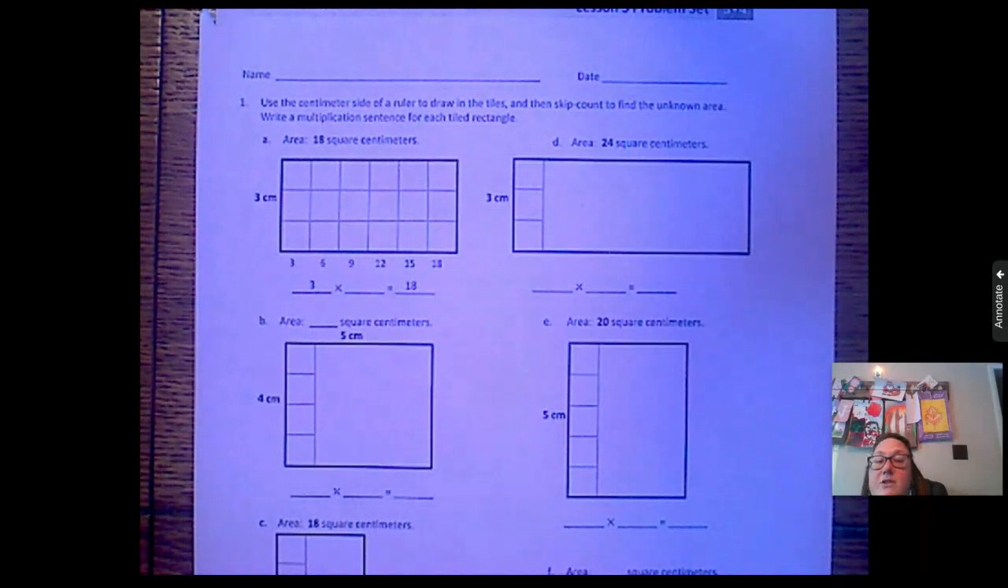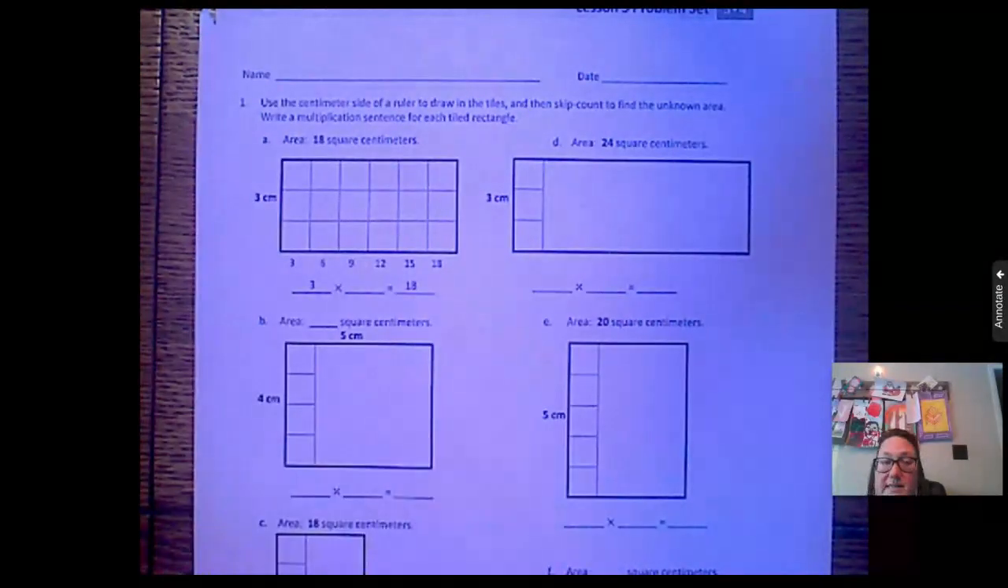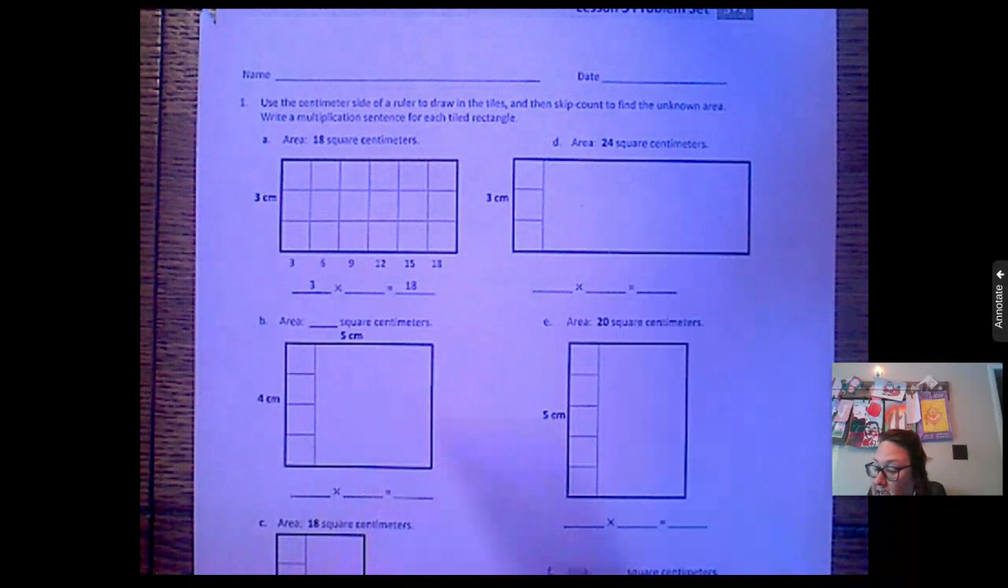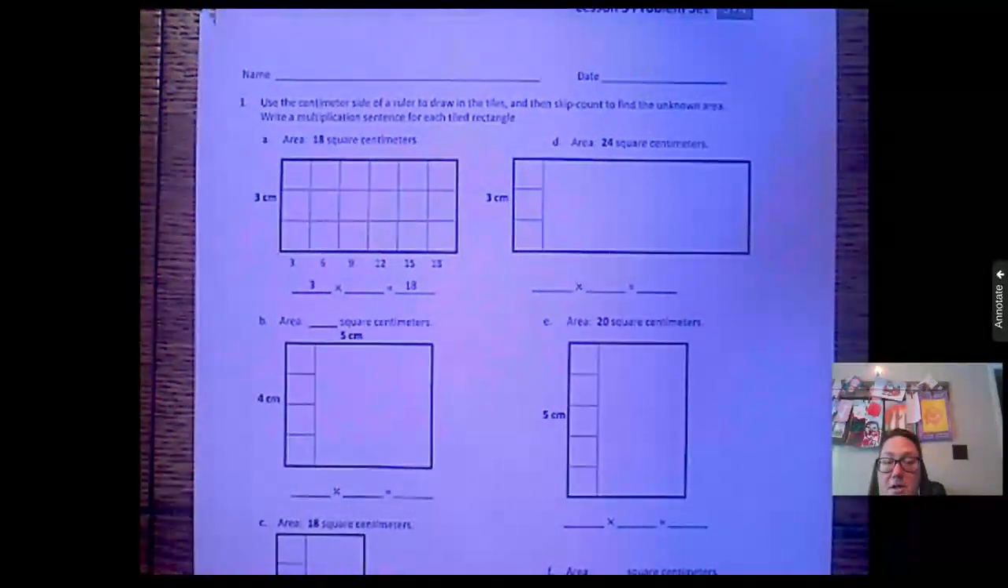Okay, the directions for number 1 say that we're going to use the centimeter side of a ruler to draw in the tiles, and then skip count to find the unknown area. Write a multiplication sentence for each tiled rectangle. So the area for A, they're already telling us is 18 square centimeters. If we look, A is already filled in. There's no missing tiles that we can see with the rest of the page.